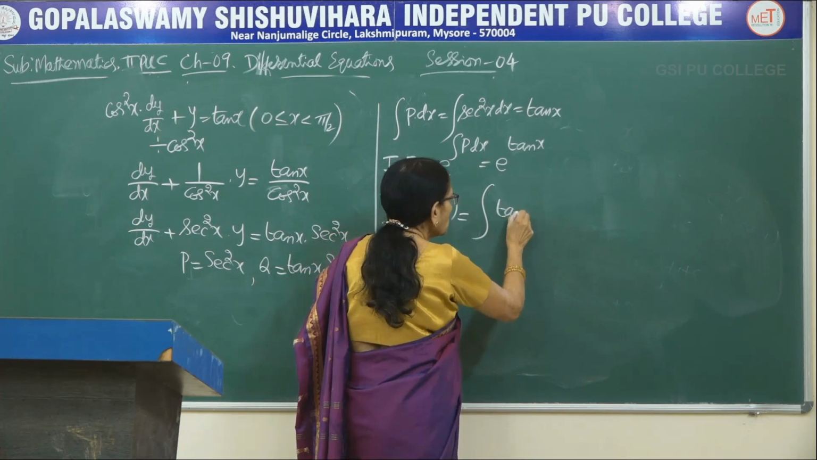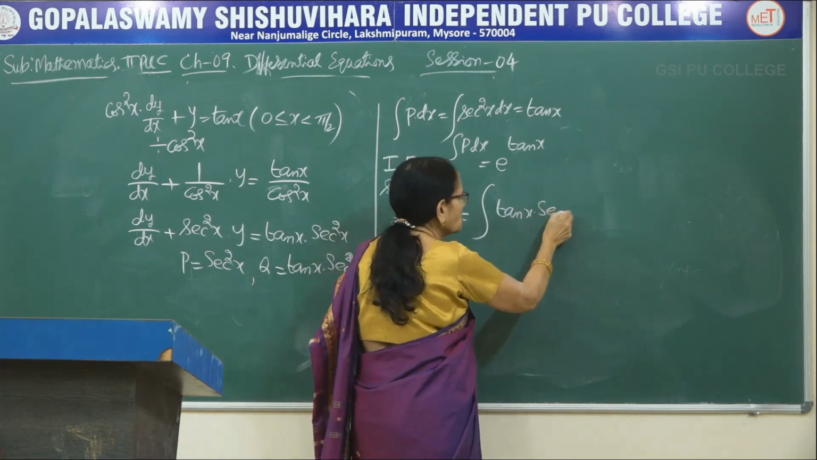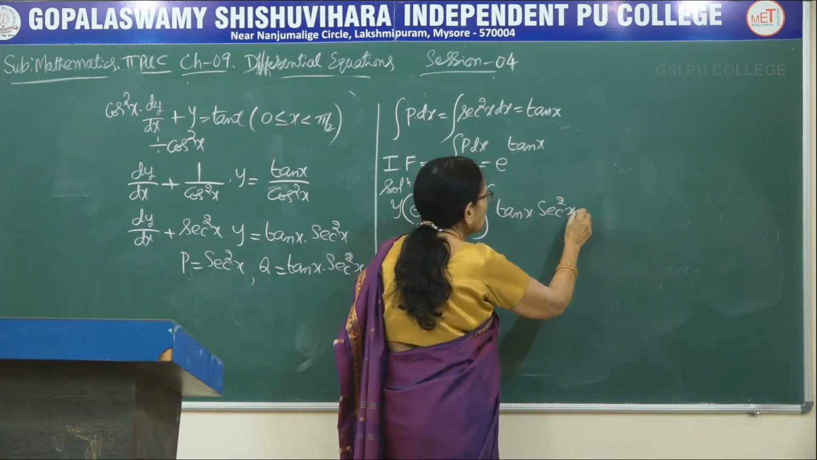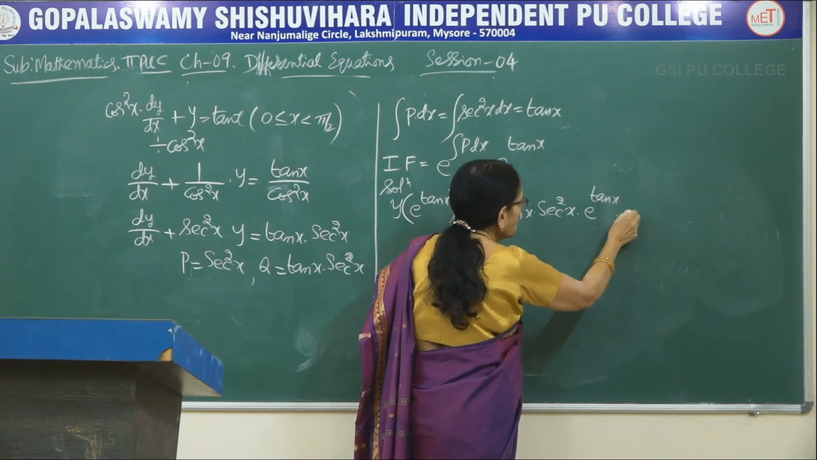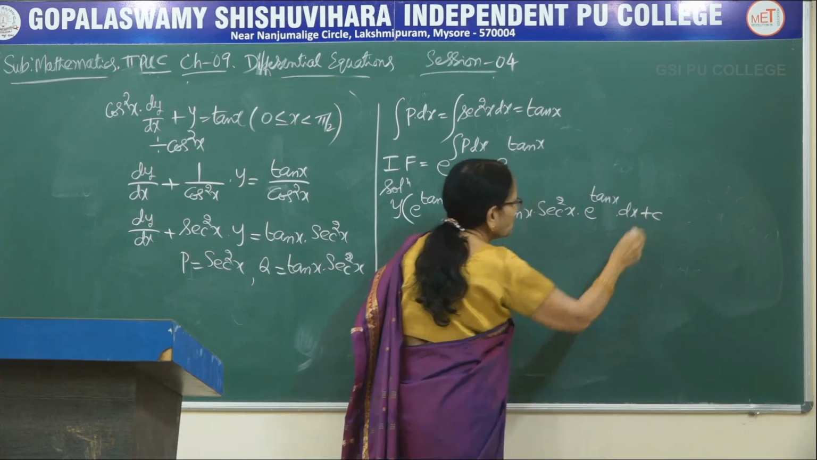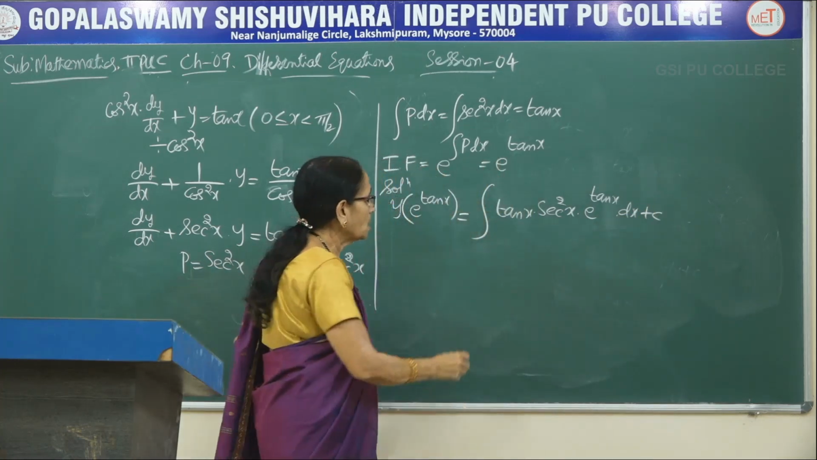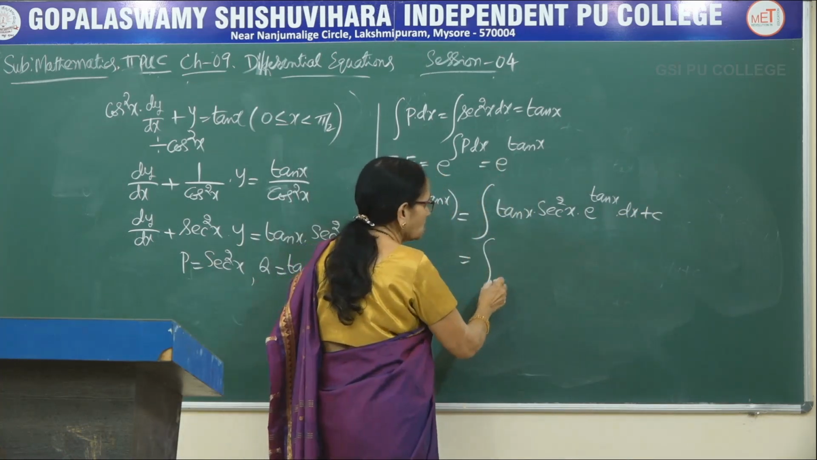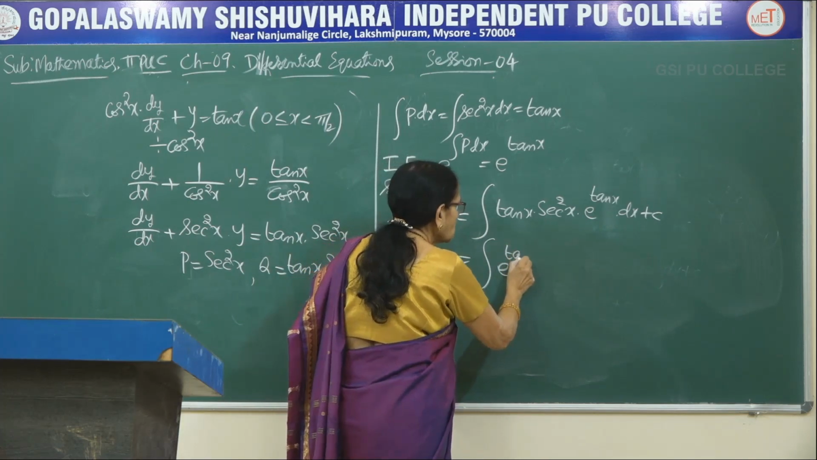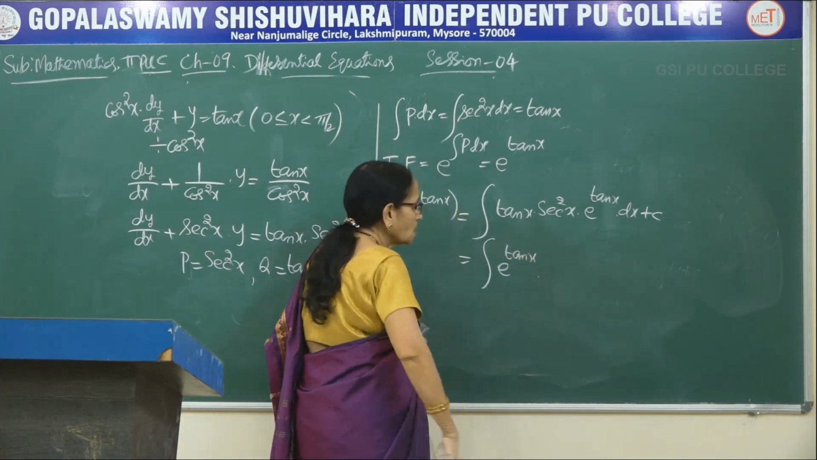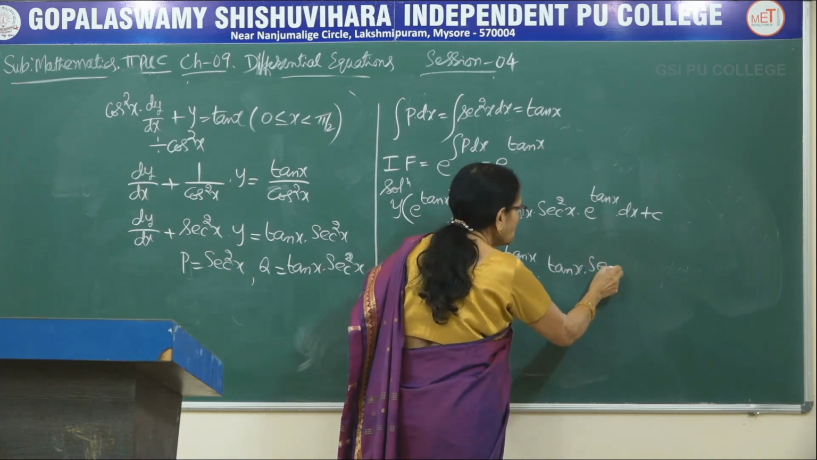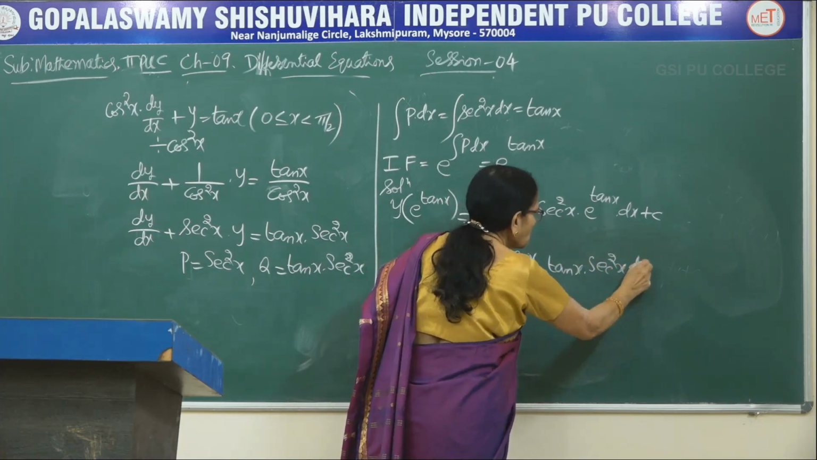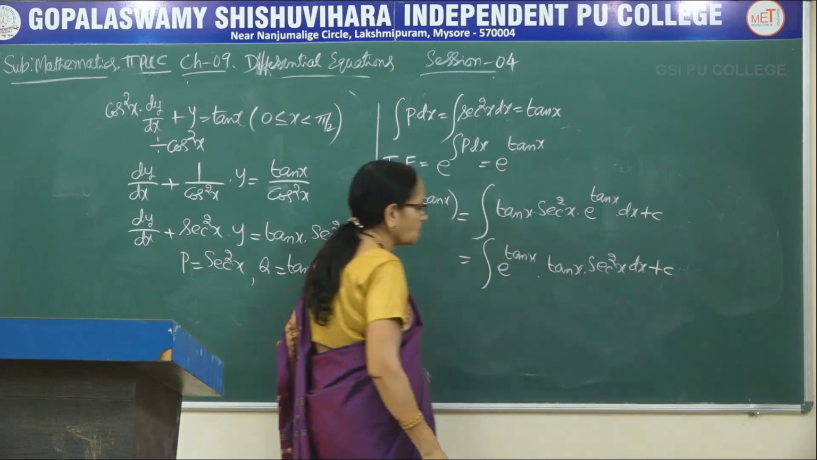What is Q? Q is tan x into secant square x. What is the integrating factor? e to the power tan x into dx plus the constant. Here, let me rearrange the terms. It is e to the power tan x into secant square x into dx plus the constant.